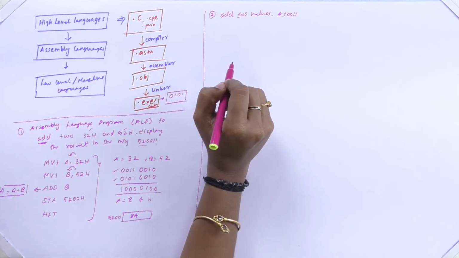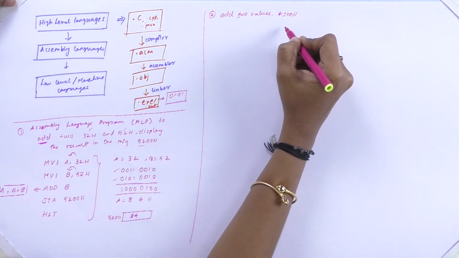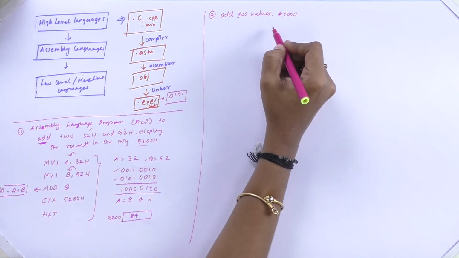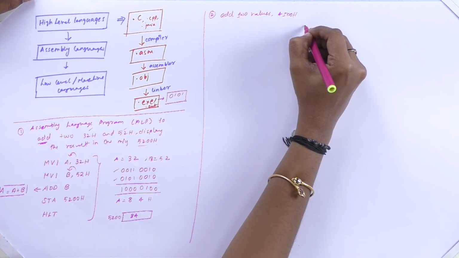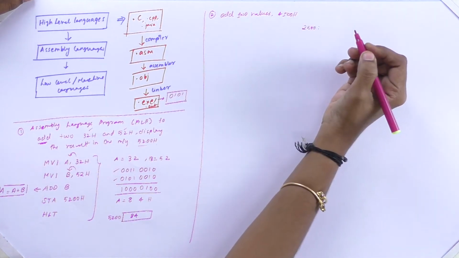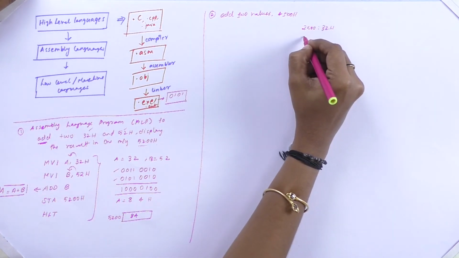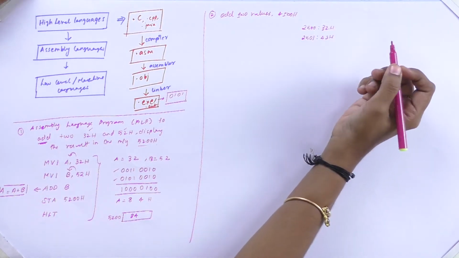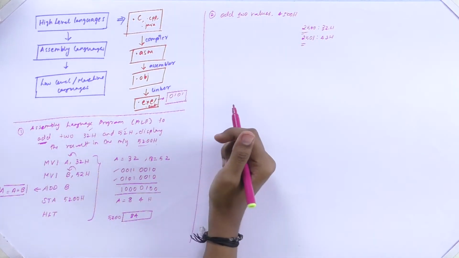So for that purpose, again we will start with the instructions. First we have to decide what inputs we are going to give. For this purpose, we have to decide in which memory location we are going to give the two input values. For example, let us say the input values will be given in the memory location 2500. The first input value that we are going to give is 32H, and the second input value we are going to give in the next memory location 2501, it will be 43H. So we have to decide the input memory location. After that you can start doing the program.